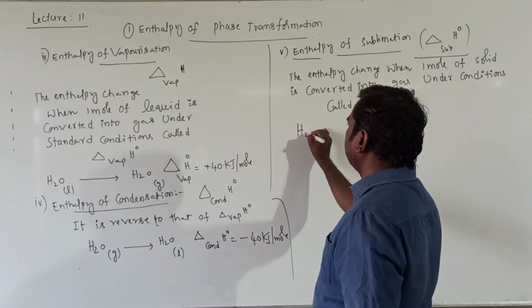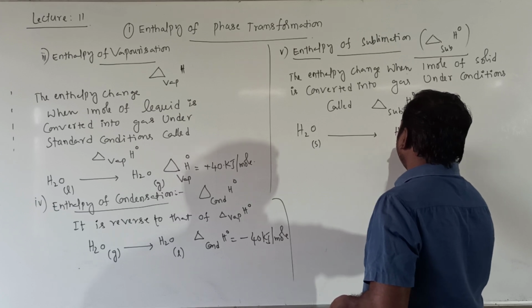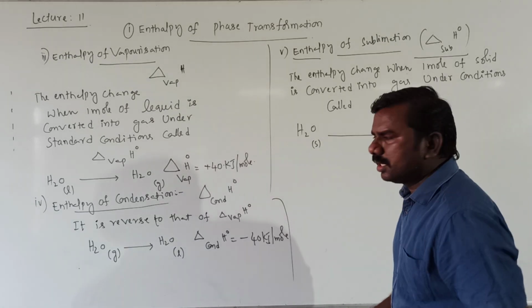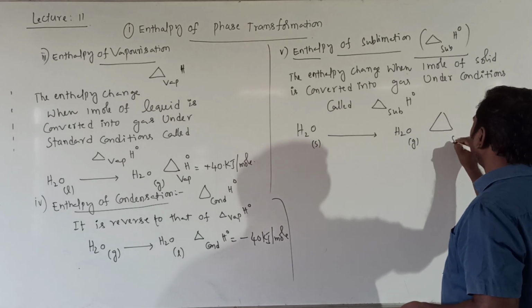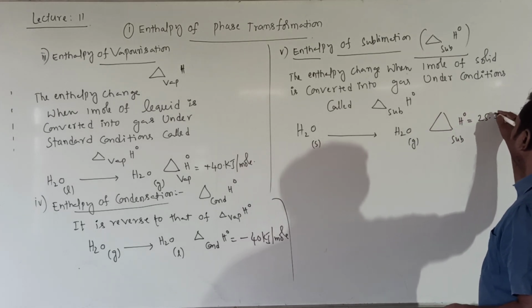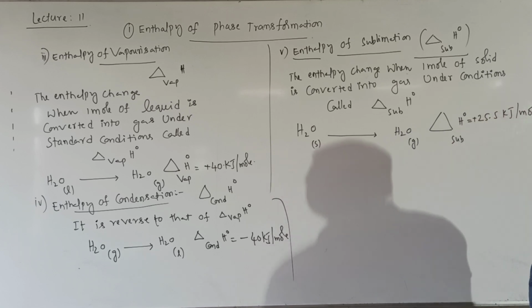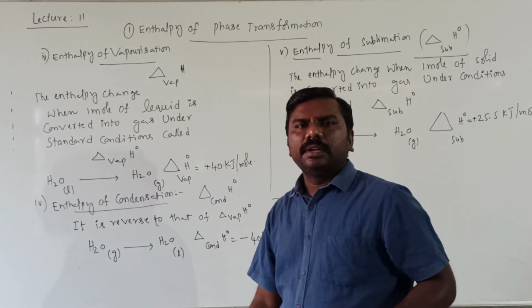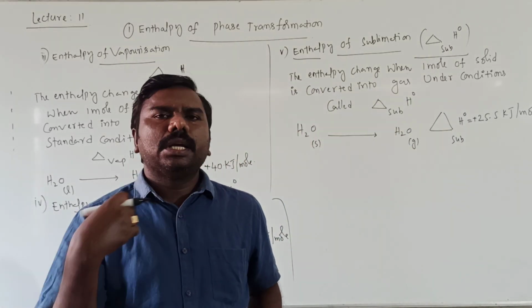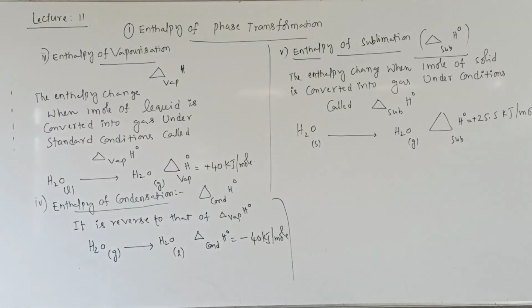So ice, H2O solid, it is ice. H2O vapors, it is gas. Delta H sublimation under standard conditions is 25.5 kilojoule per mole. It is plus. Plus indicates energy is required, endothermic reactions.